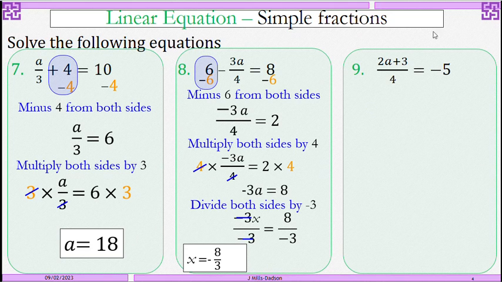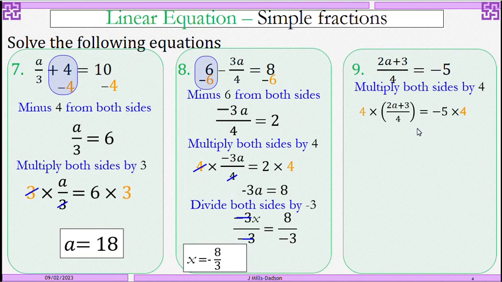Okay, now we need to get rid of 4 first, because the whole thing is divided by 4. So dividing the whole thing by 4, to get rid of that, is to multiply both sides by 4. So this is what we have. And this 4 can now cross out this 4. So you're going to have only 2a plus 3 equals negative 20.